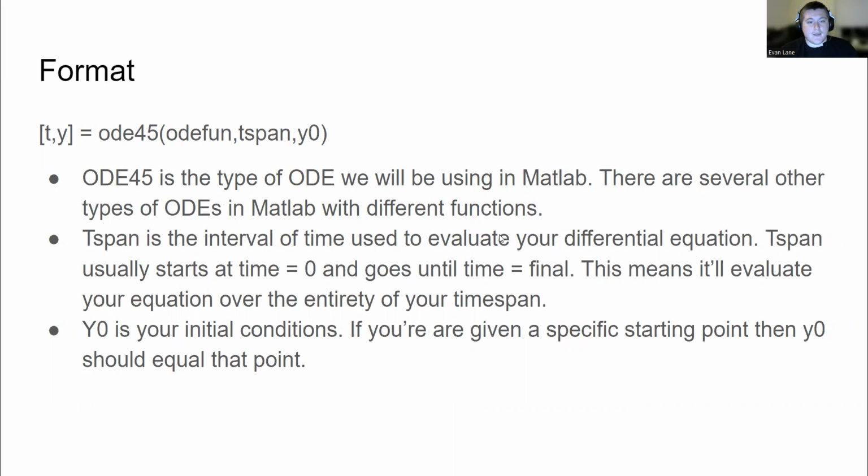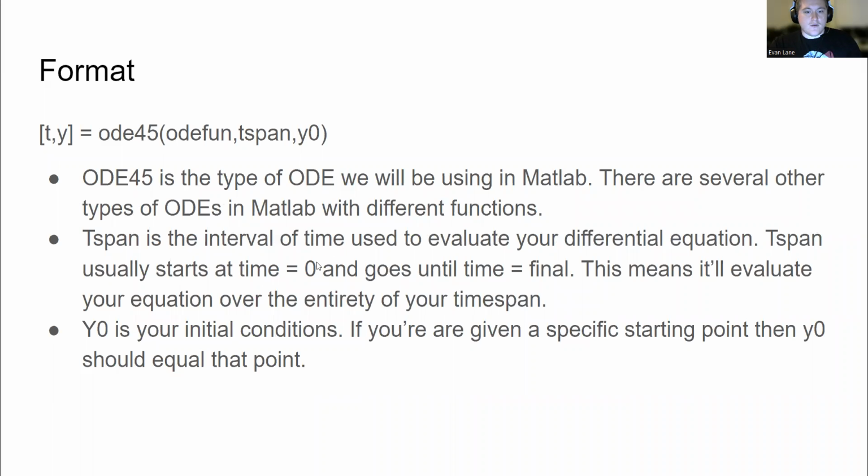Now, tspan is the time interval that you will be covering in your analysis. That usually starts at time 0 and goes until time final, which is whatever time you set it to end. So you can choose what time it starts if you don't want to analyze the beginning, and you can choose what time it ends if you don't want to go all the way to the end. If you didn't want it to start at time 0, you could start at time 15 and go to time 30. Or if you didn't want it to go all the way to 30, you could start at 10 and go to 20. So it's very versatile in the time spans that you can use to analyze these equations.